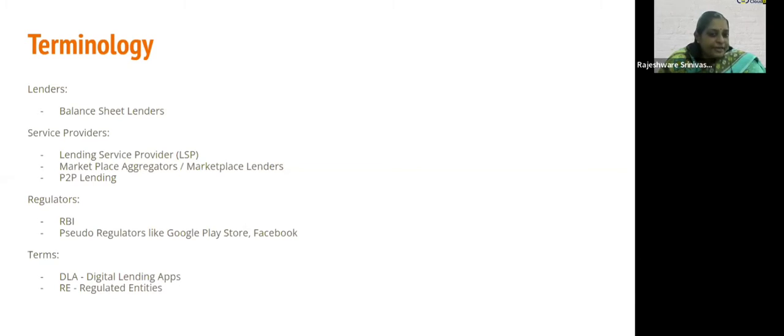The regulator is the RBI. We have pseudo regulators, that is, RBI regulating through them, and RBI expects these pseudo regulators also to follow the guidelines, so that so many regulations can be implemented. So you have the Google Play Store, Facebook and others as pseudo regulators. You have digital lending apps and the regulated entities.